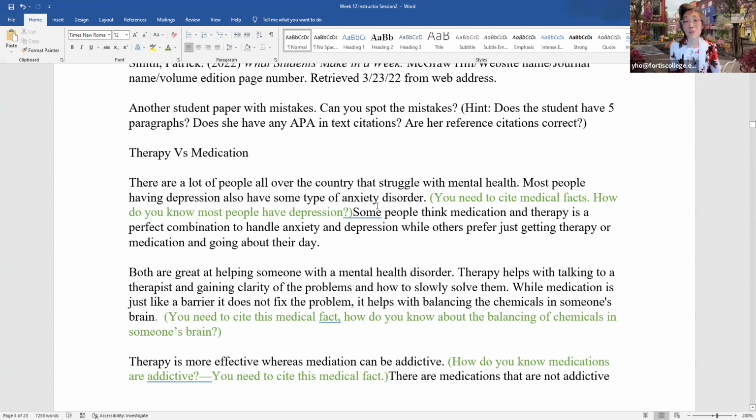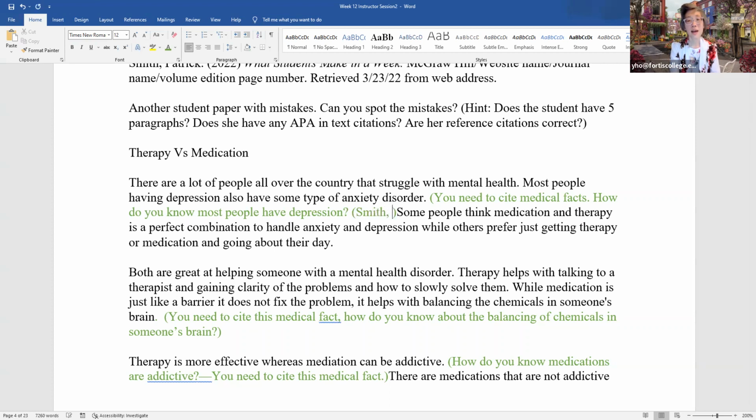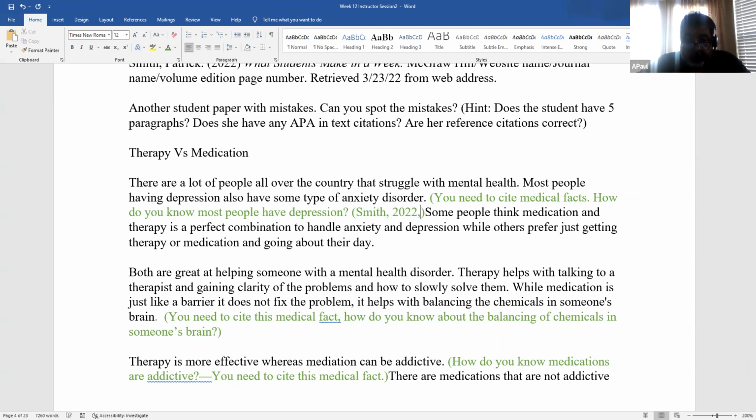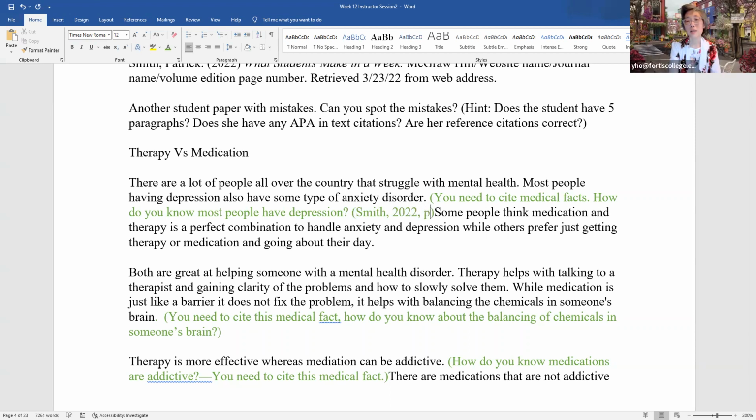So how do you know most people have depression? So then you would have to write in the author's name. What do we put in after that? The year. The year. And if it's a physical book, and page number. And if it's a website, what do we do?